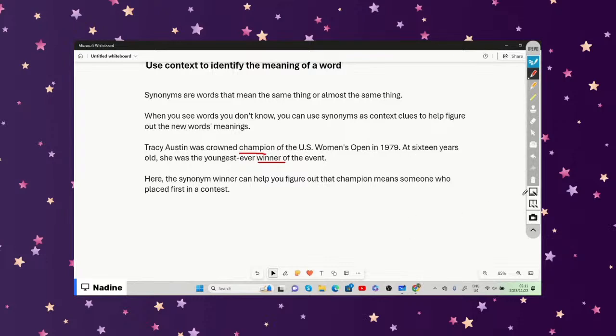So it's basically finding words with similar meaning in order for you to make meaning of the sentence. And that is what context clues means. You are finding something else that is similar within that sentence or within the next sentence to help determine what the sentence is really about.